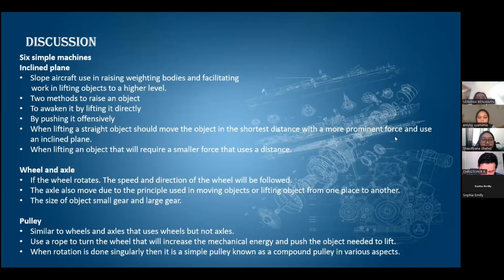When rotation is done singularly, then it is a simple pulley known as a compound pulley in various aspects.